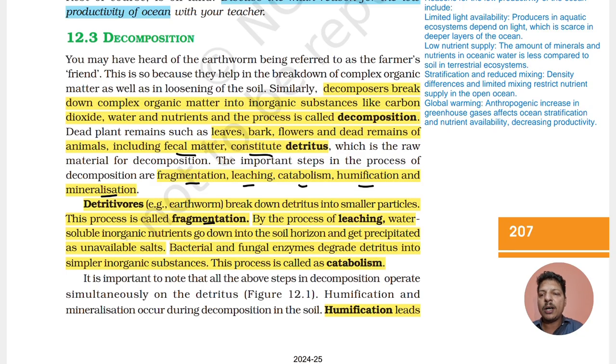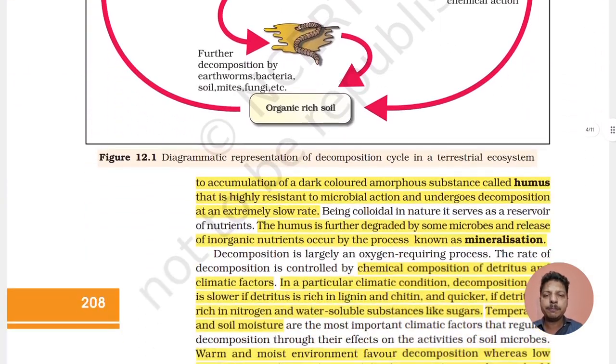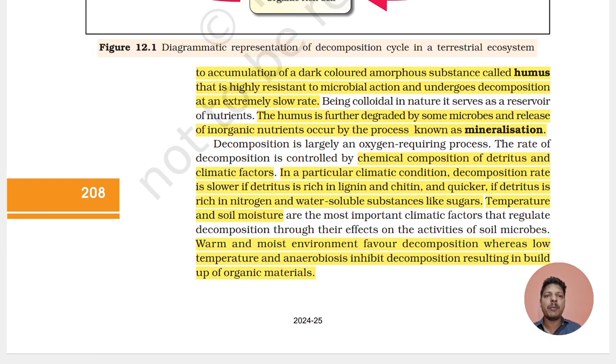By the process of leaching, water-soluble inorganic nutrients go down into the soil horizon and get precipitated as unavailable salts. Bacteria and fungal enzymes degrade detritus into simpler inorganic substances. This is called catabolism. Then coming to humification, it is a slow process which takes more time. Humification leads to accumulation of dark colored amorphous substance called humus that is highly resistant to microbial actions and undergoes decomposition at an extremely slow rate. Then the humus is further degraded by some microbes and release of inorganic nutrients occurs by the process known as mineralization.